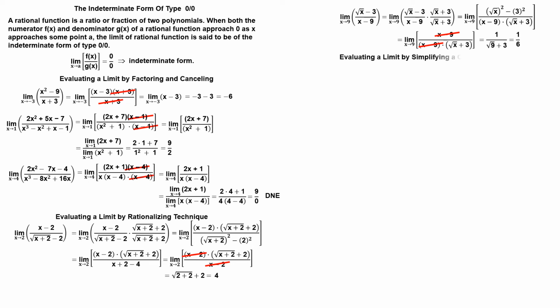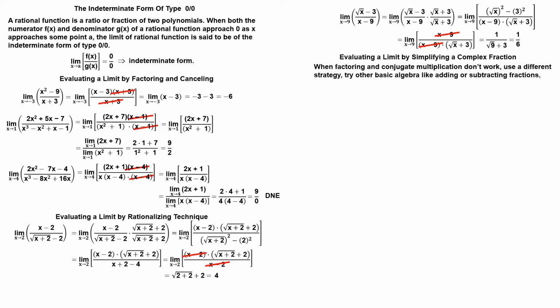Evaluating a limit by simplifying a complex fraction. When factoring and conjugate multiplication don't work, use a different strategy. Try other basic algebra like adding or subtracting fractions, multiplying or dividing fractions, cancelling, or some other form of simplification. Let's see how it works.